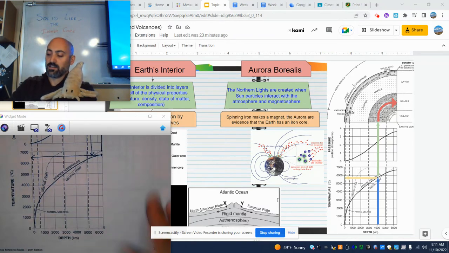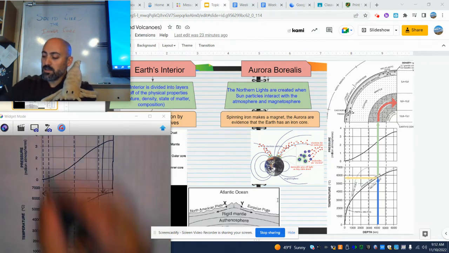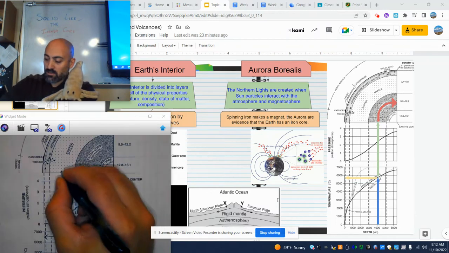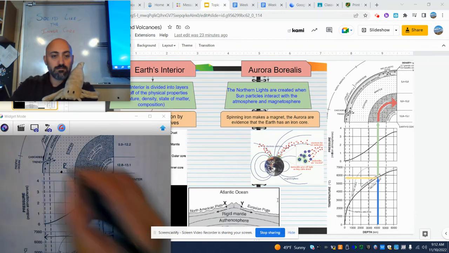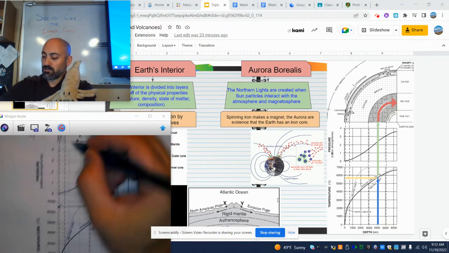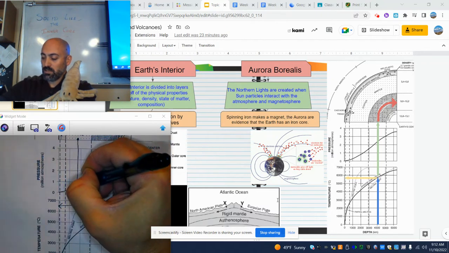Okay? So let's do a practice. See if you can get this before I give you the answers. Let's say the midpoint of the stiffer mantle. So right here, let's call this point R. Point R, what's the temperature? What's the pressure? What's the depth? Okay. To get your pressure, you come down here. What do you think this pressure would be?